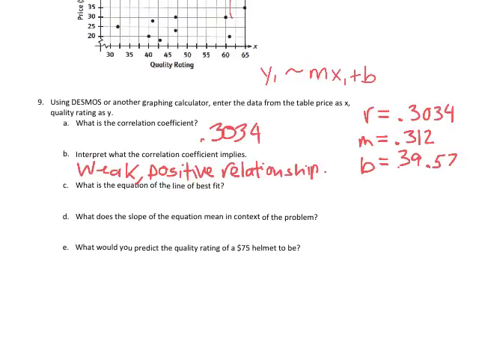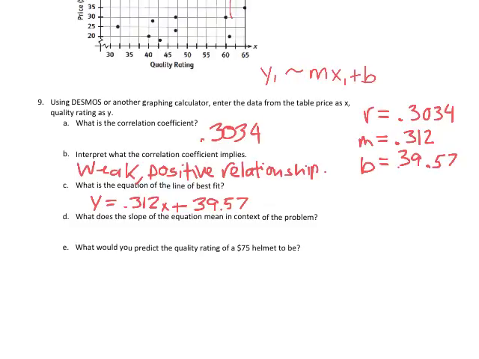Okay, it's a weak positive relationship. All right, C says, what is the equation of the line of best fit? So remember, this is y equals mx plus b. So now I can go ahead and plug in my m and my b that I got from Desmos. So y equals 0.312x plus b, and b was 39.57.